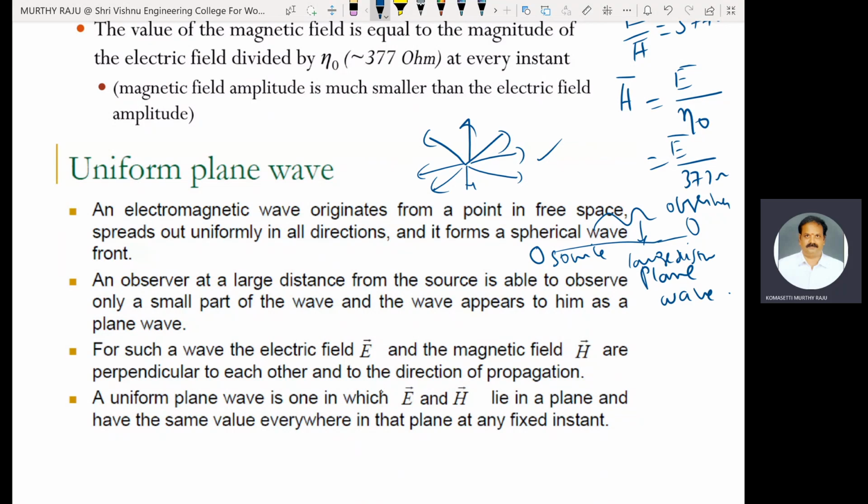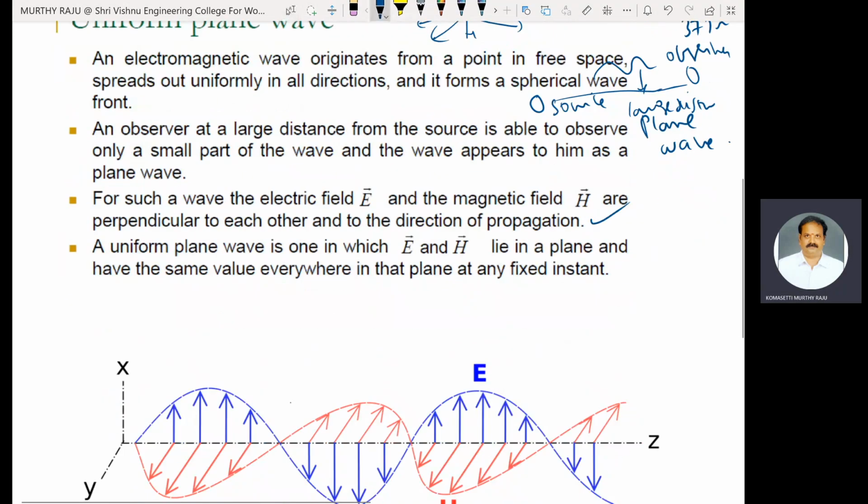For such a wave, that means a plane wave, electric field E and magnetic field H are perpendicular to each other and to the direction of propagation. An important definition: a uniform plane wave is one in which the electric field component E bar and magnetic field intensity component H bar lie in a plane and have the same value everywhere in that plane at any fixed instant.